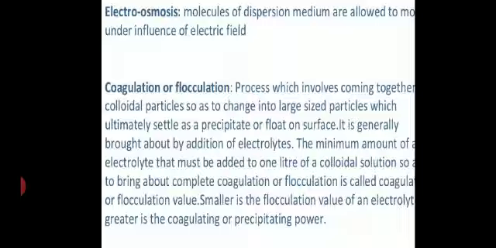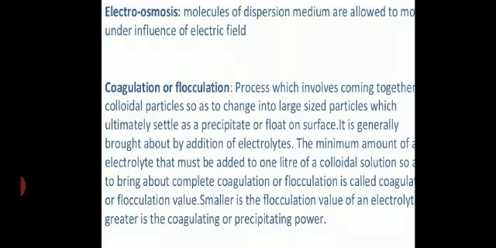In case of electrophoresis, the colloidal particles move under the influence of the electric field. But here the molecules of the dispersion medium are allowed to move under the influence of the electric field, known as osmosis. But here the particles are not allowed to move. In electroosmosis, the particles are not allowed to move. Got it? Next is coagulation or flocculation.